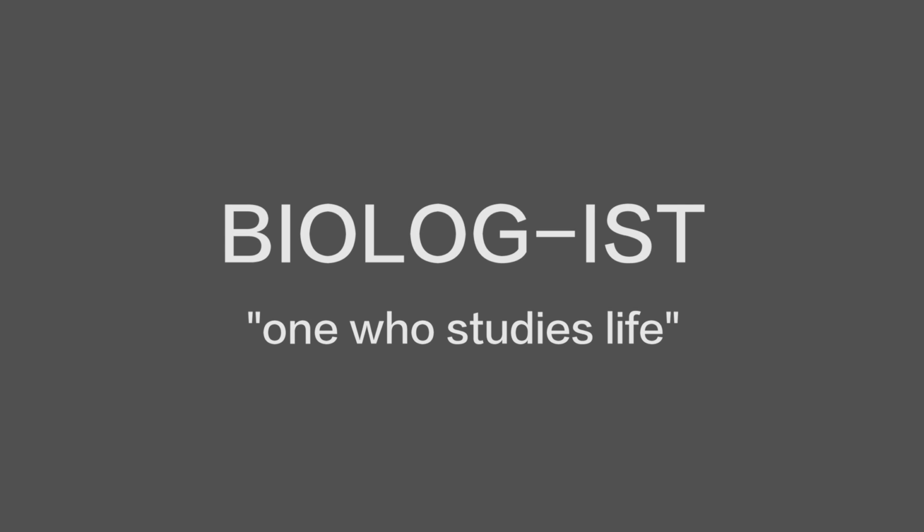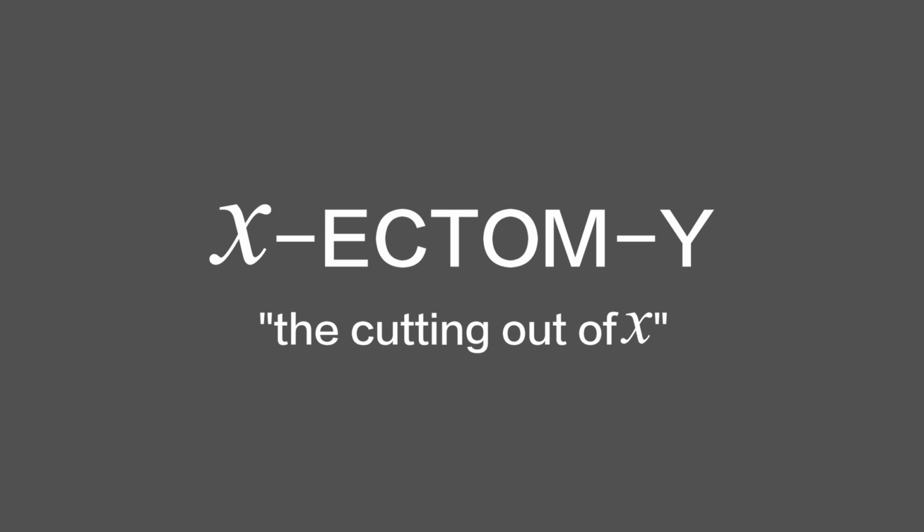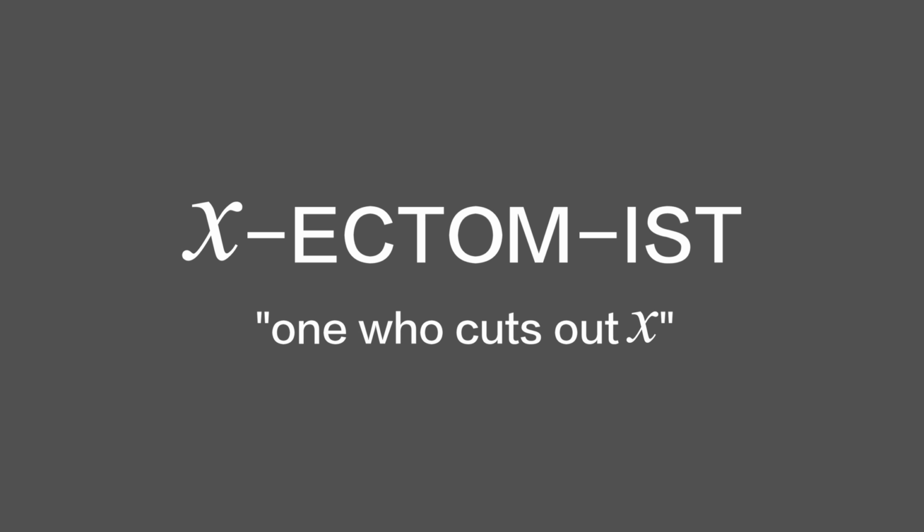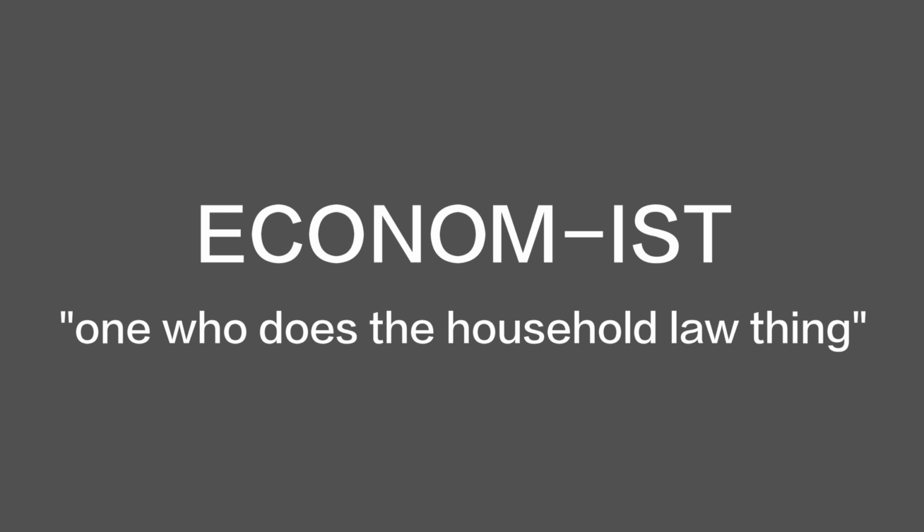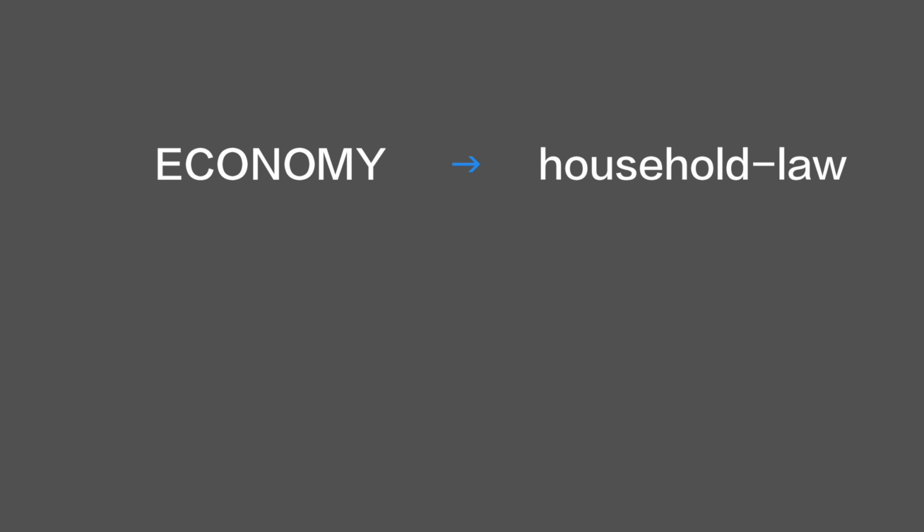And when we remember that X-ectomy equals the cutting out of X, we know that an X-ectomist will be one who cuts out X, because cutting out is pretty clearly a verbal idea. But none of this helps us much with the word economist, which we introduced in that previous video and then abandoned. If you take this word apart, the way we began to take apart the word biology, it means, believe it or not, one who does the household law thing, because the word economy means household law.